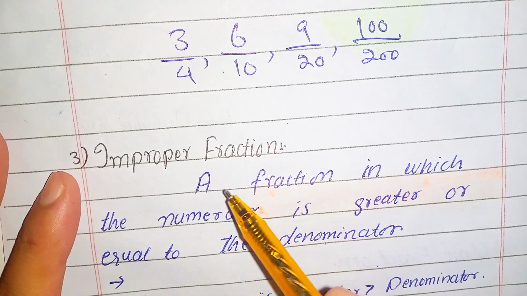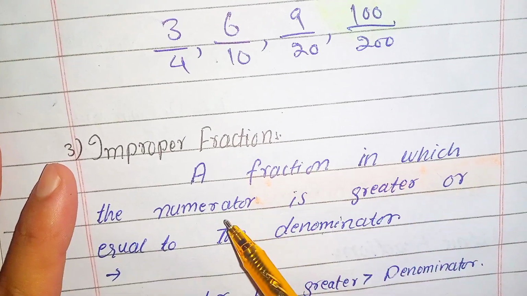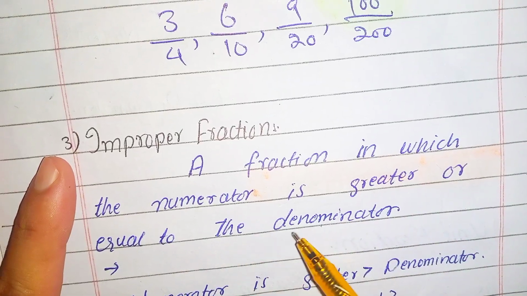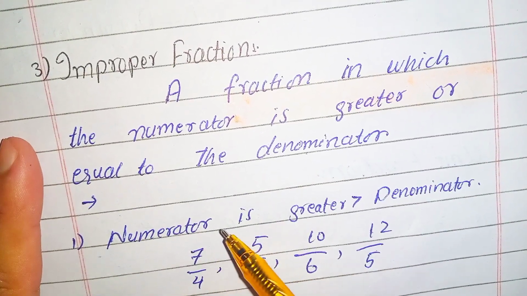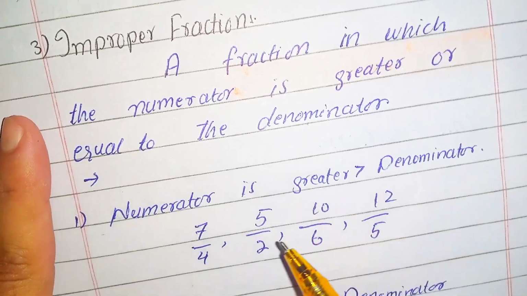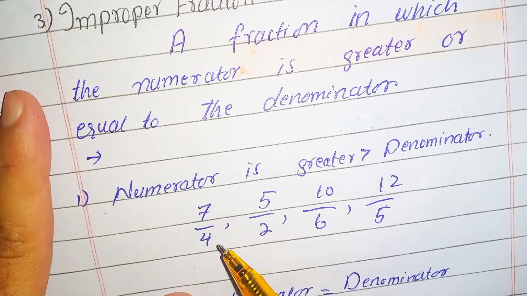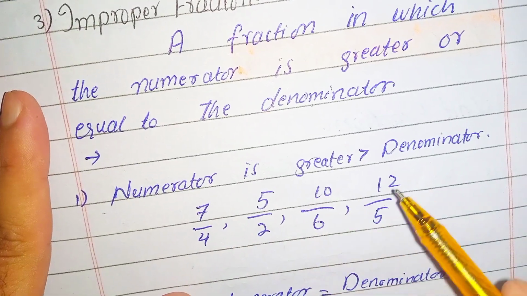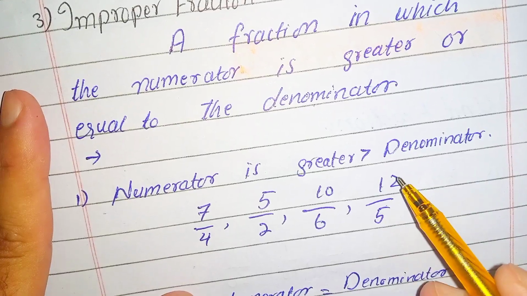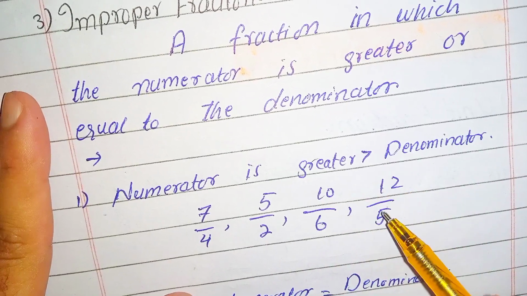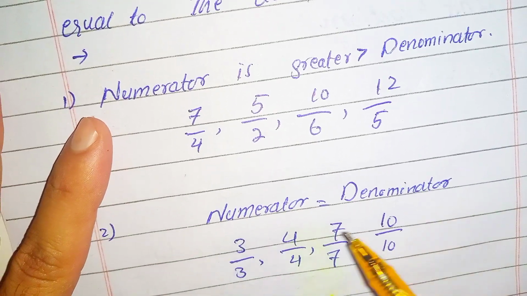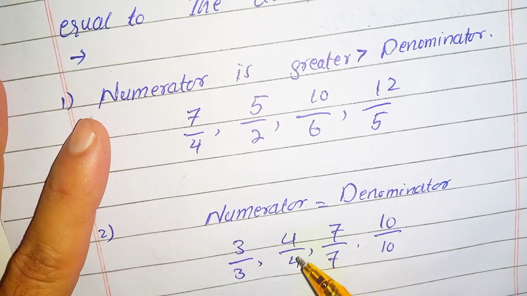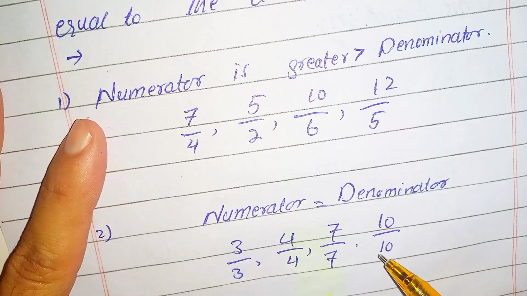Improper fraction. An improper fraction is a fraction in which the numerator is greater than or equal to the denominator. There may be two conditions in such a case. In the first, the numerator is greater than the denominator, for example, 7 over 4, 5 over 2, 10 over 6, or 12 over 5, right? Or sometimes the numerator may be equal to the denominator, just like 3 over 3, 4 over 4, 7 over 7, 10 over 10, right?